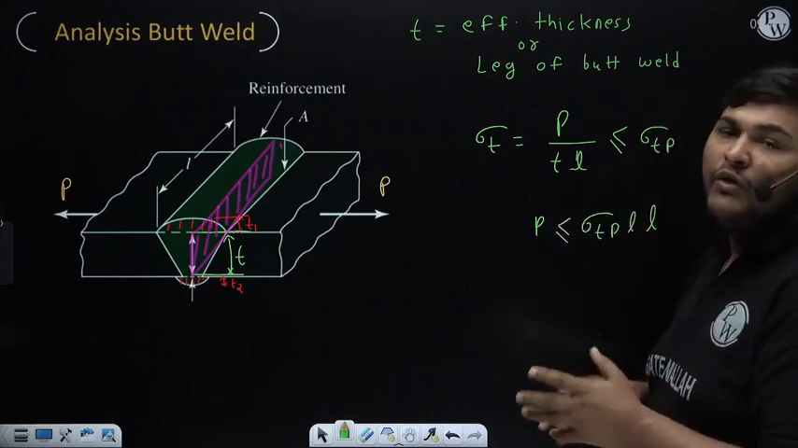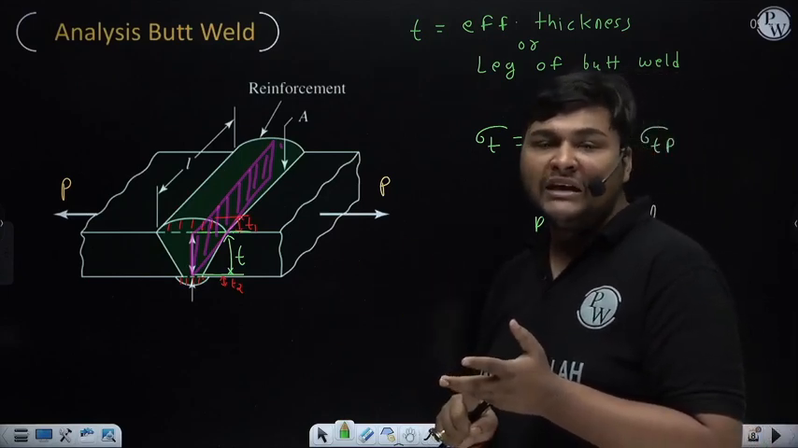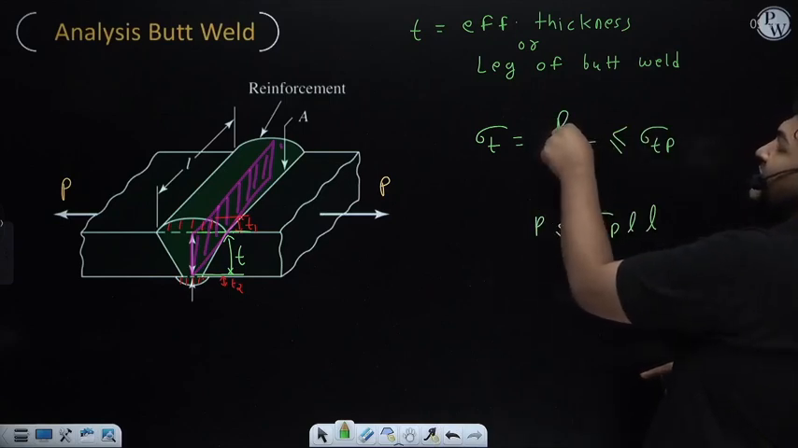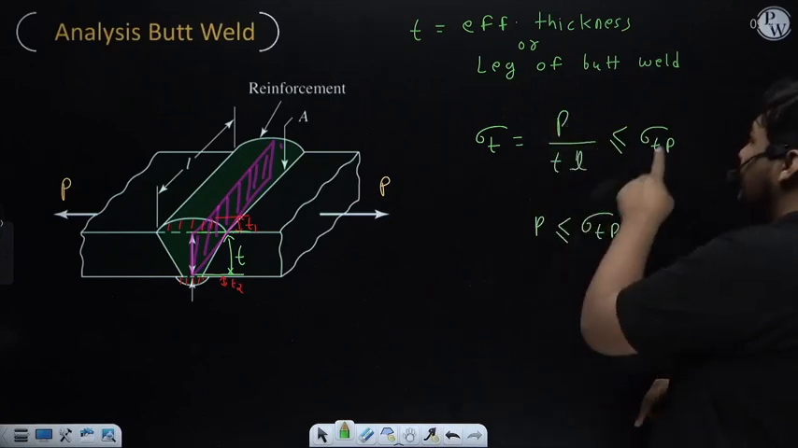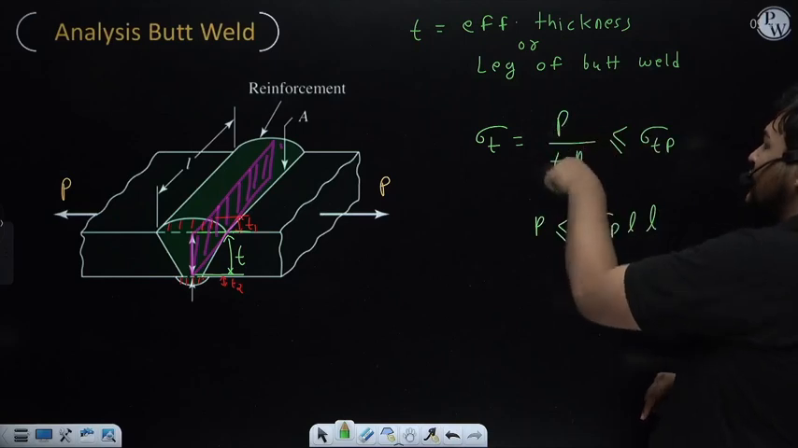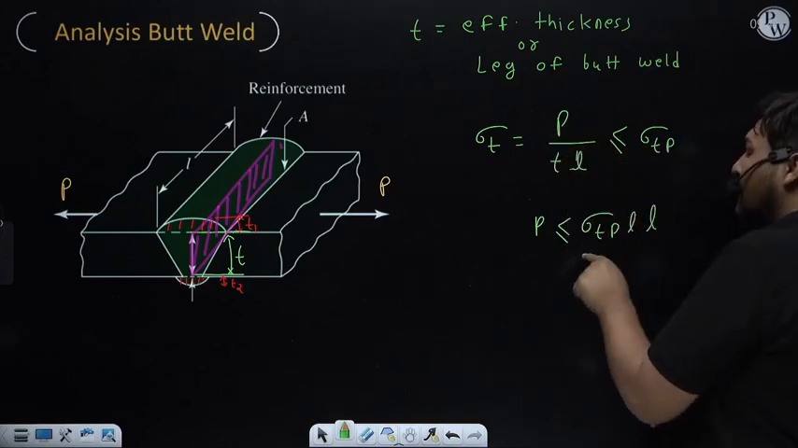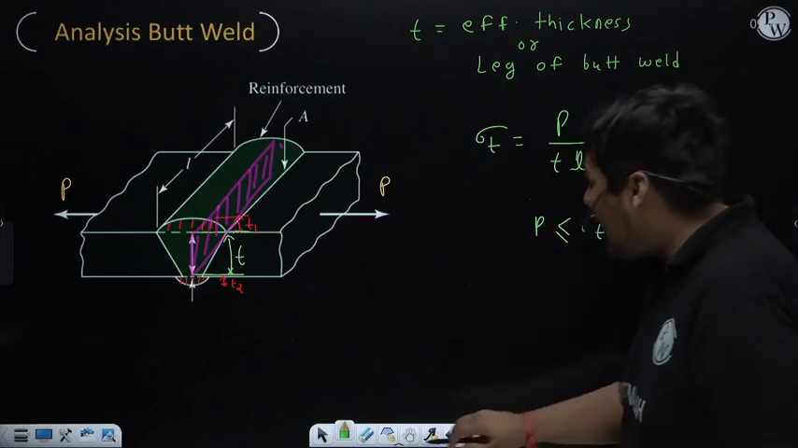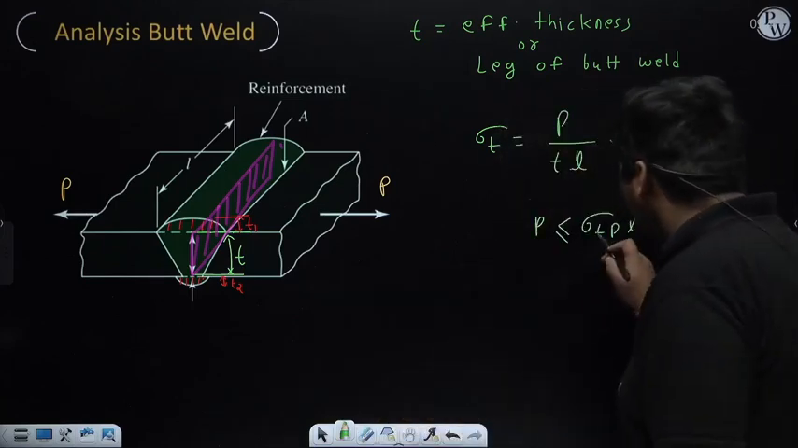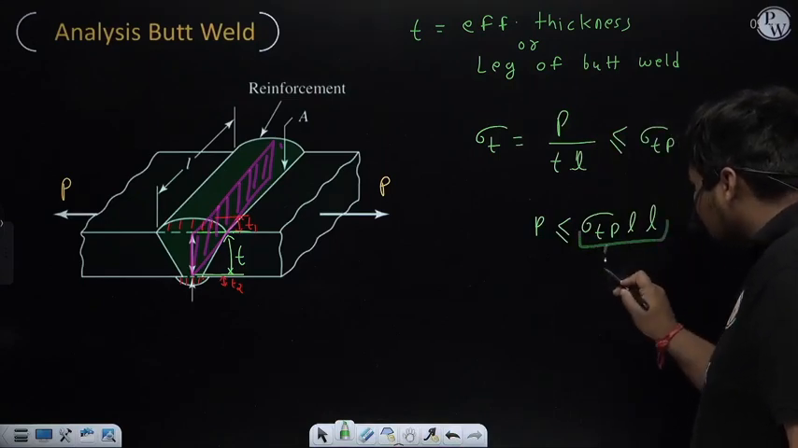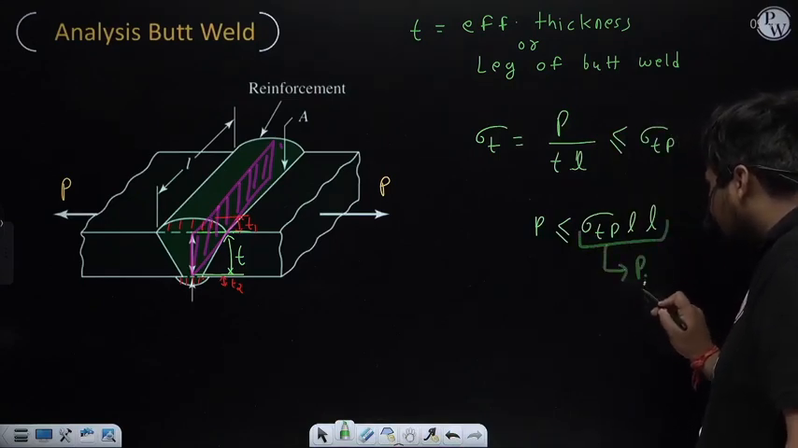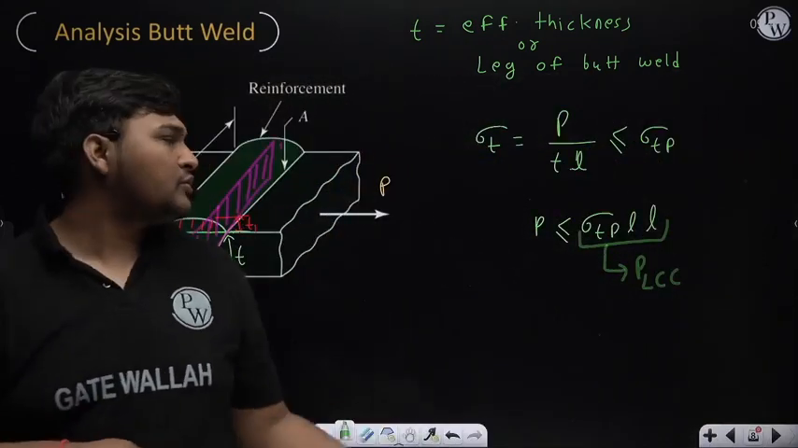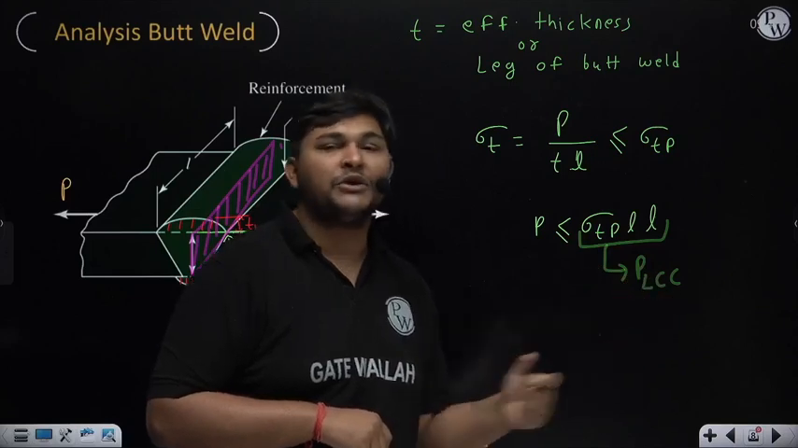Why less than this? We will be on the safer side when the actual stress is less. I have explained this many times. The actual stress will be less when P is less, because P comes on the upper side. So whatever limiting value comes by equating the actual stress with the permissible stress, the actual value of P should be equal to this or less than this. This is why this value is also known as the load carrying capacity of this component.